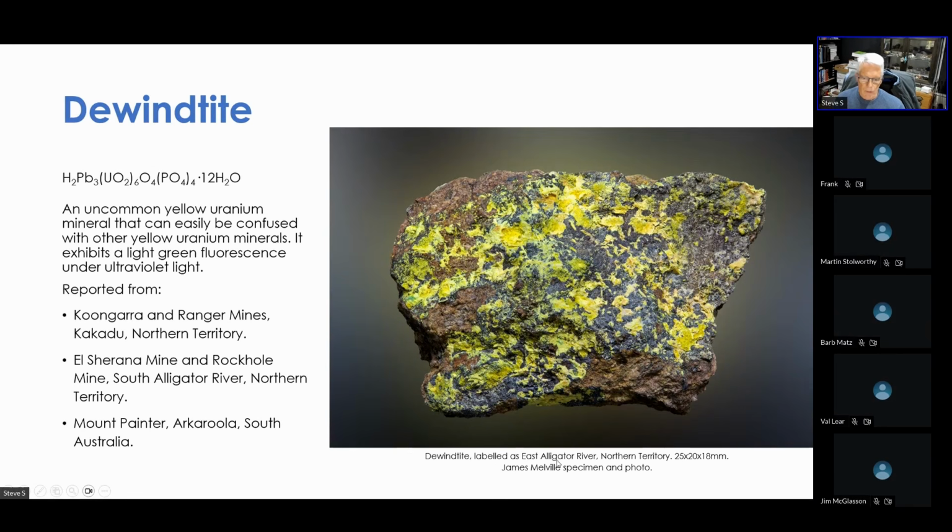This one was labelled as East Alligator River, so we don't know exactly where that one came from. It's probably going to be one of the South Alligator River ones. And just a side comment on that, we don't have any alligators in Australia. We have crocodiles. The crocodiles that would have been seen in the South Alligator River are the saltwater crocs, and they do look a little bit like alligators, I suppose, but they're big animals.